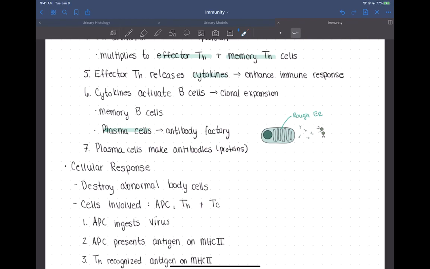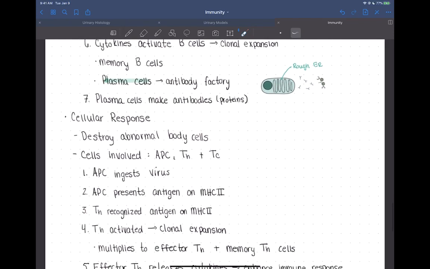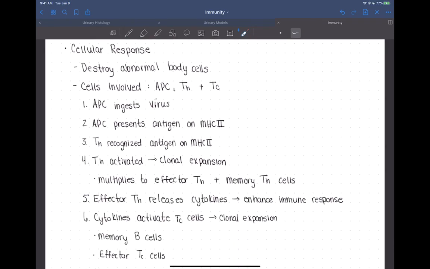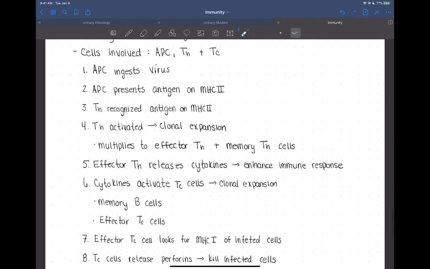All right, so now let's talk through the cellular response. Very similar until we get down to the end. So with the cellular response, remember, its function is to destroy all abnormal cells. So the cells involved here are going to be, again, our antigen presenting cell and our T helper cell, but then we're going to have our T cytotoxic cell instead of a B cell. Okay, so the first steps are the same. In this case we'll talk about a virus, because those will infect body cells. The antigen presenting cell will encounter a virus. It'll ingest it, and it'll present an antigen from it on its MHC2.